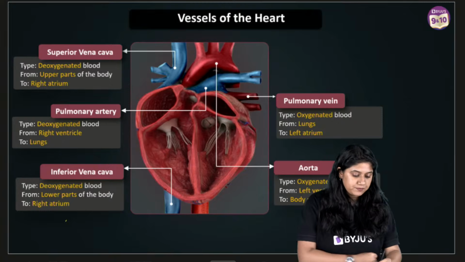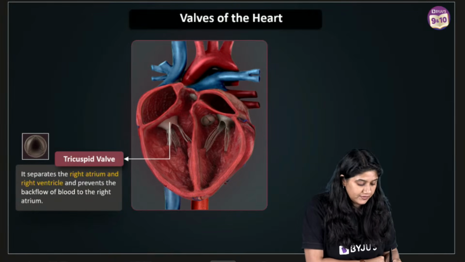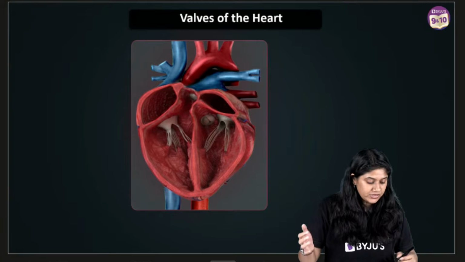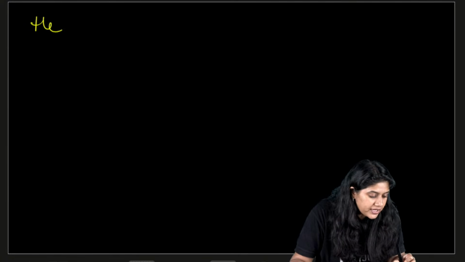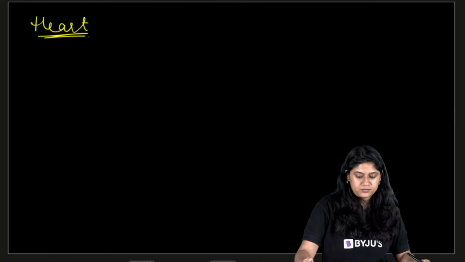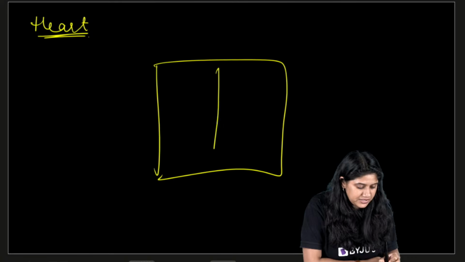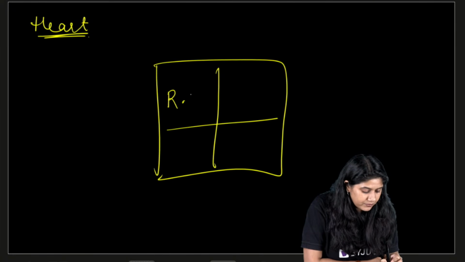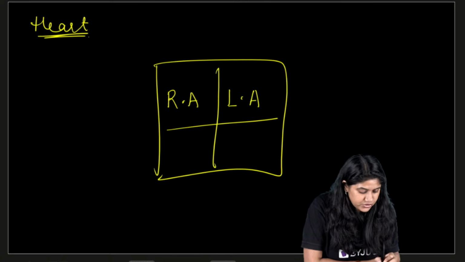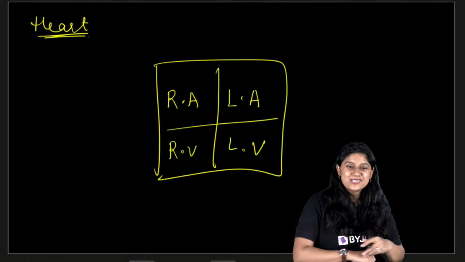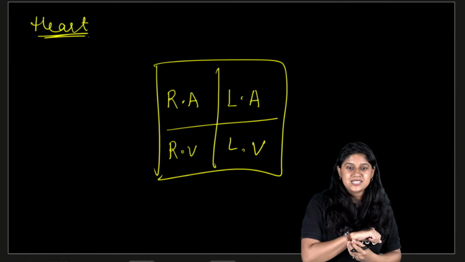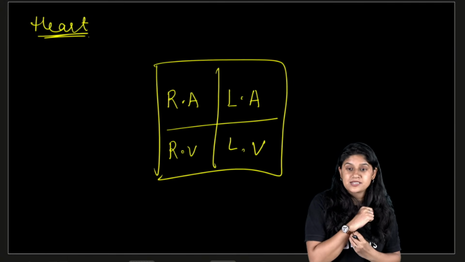Okay, then let's talk about the valves. See everyone, those of you who have doubts, please focus over here. Right, what we have discussed about the chambers, let me quickly make an easy peasy chart for all of us. Right atrium, left atrium, right ventricle and left ventricle. Everyone, now you answer me. Please do write your answers in the comment section.